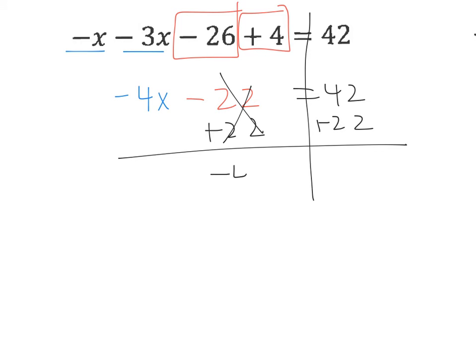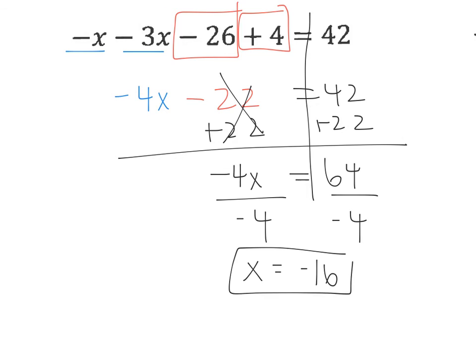And I'm left with negative 4x equals 42 plus 22 is 64. Now we'll divide by negative 4. 64 divided by negative 4 is negative 16.